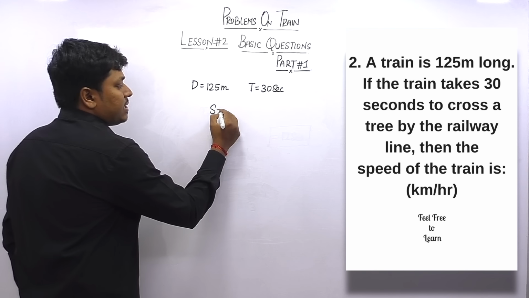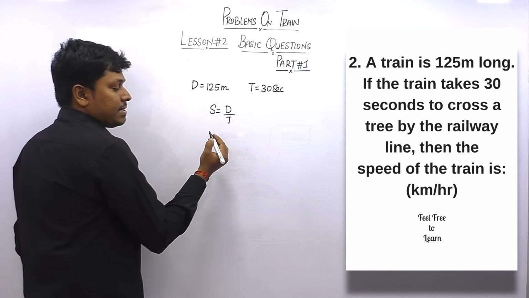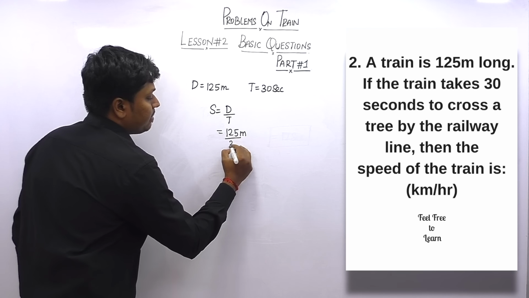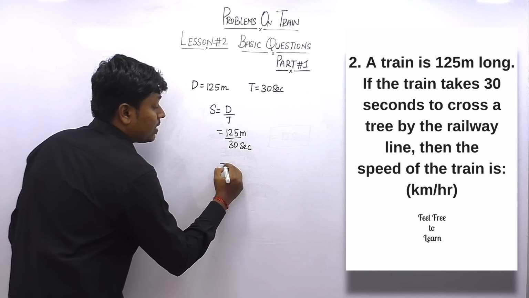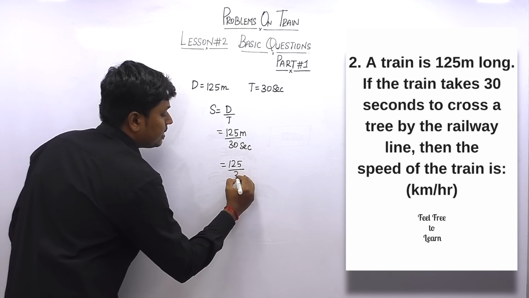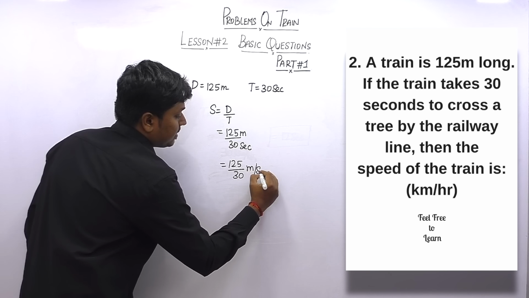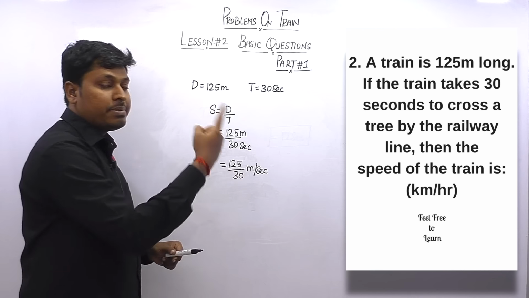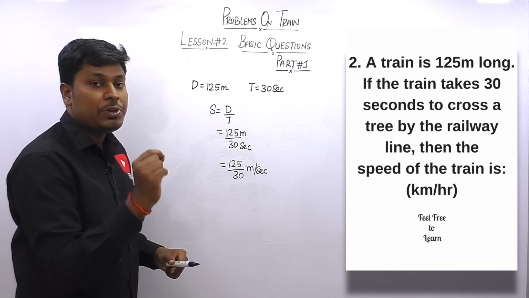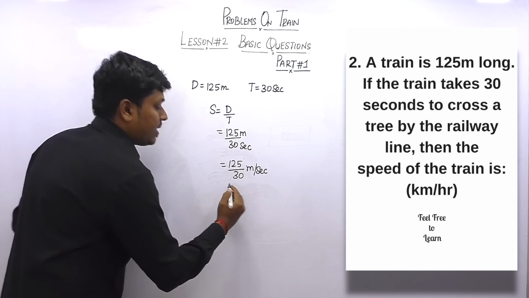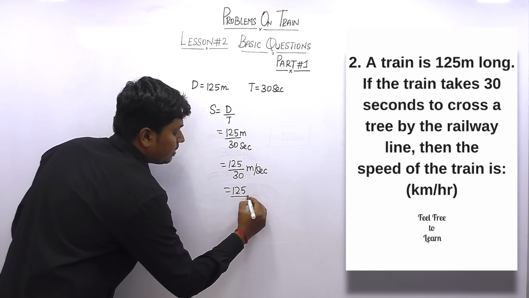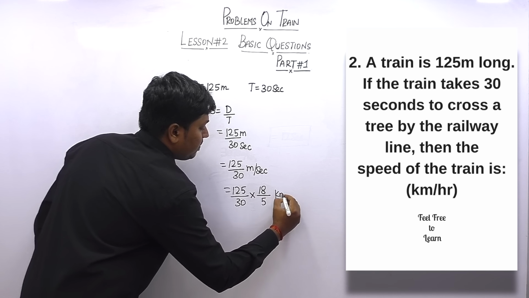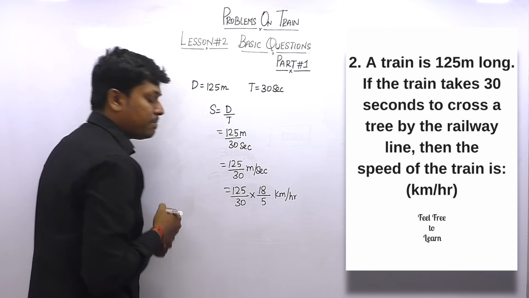So speed is equal to distance divided by time. A basic formula, we know. Distance will be 125 meter divided by time will be 30 seconds. So finally we got the answer as 125 by 30 meter per second, but our target is to get the answer in kilometer per hour. So for conversion of meter per second into kilometer per hour, we need to multiply by 18 by 5. So we can say that 125 divided by 30 into 18 by 5. So now we have converted the value into kilometer per hour.